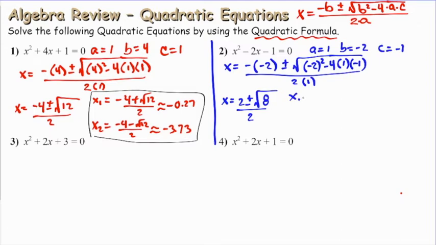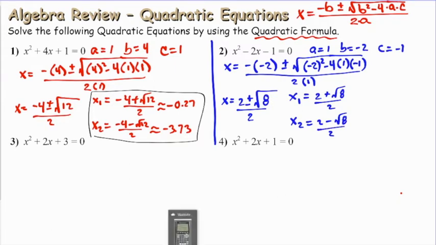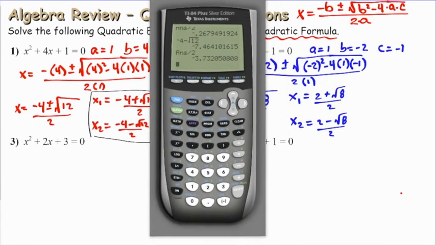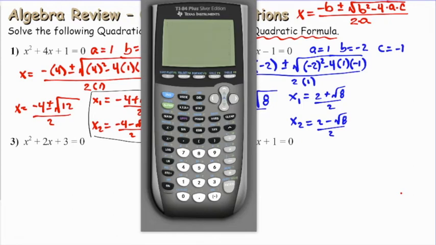And now let's split this into two separate x values because we have a plus minus. So we do this once with the plus, 2 plus radical 8 over 2. And we do this once with the minus, 2 minus radical 8 over 2. And we can go to our calculator. 2 plus the square root of 8. And then we divide that answer by 2, which is about 2.41.